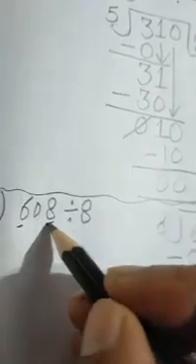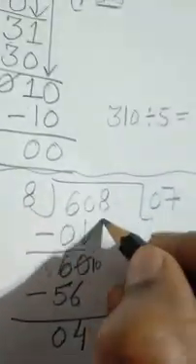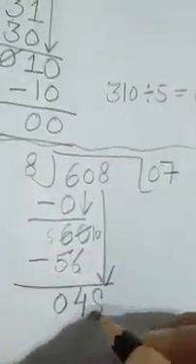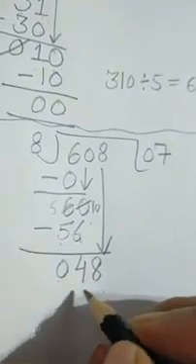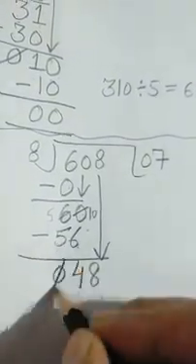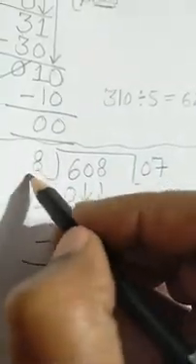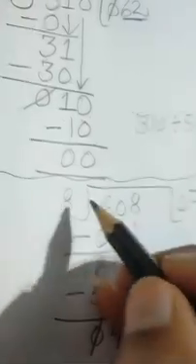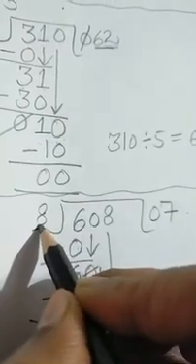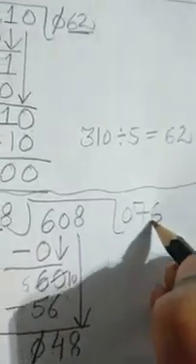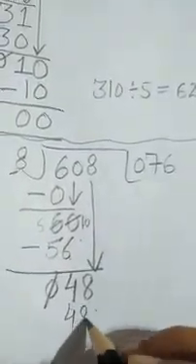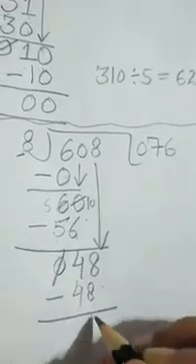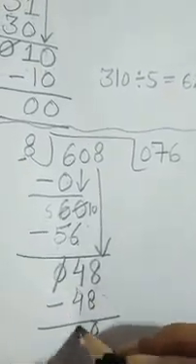Now the next digit is 8. We will write it and bring it downside and write it with 4. Yes, now it has become 48. This 0 we will ignore. Now again we will see the table of 8. Is there any 48? Yes, we can see 48 is there. 6 eights the 48. Yes, so 8 sixes the 48. Now 8 minus 8 is 0, 4 minus 4 is 0.